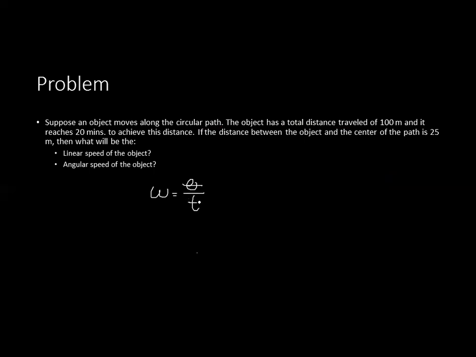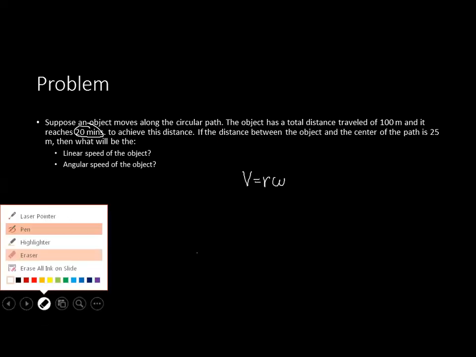But you see, we have only one given time, and that is the 20 minutes. All right? However, theta is missing. So what are we going to do? So we're going to use this formula: V is equal to R times W. Why though? Why should we use this formula?